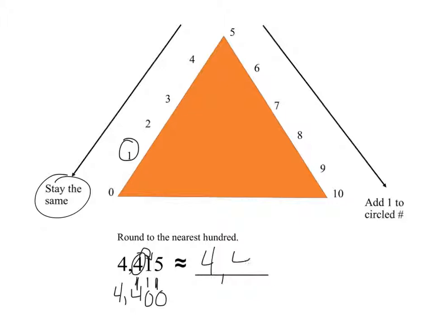So when we fill this into our blank, what we're saying here is 4,415 is approximately or close to 4,400.